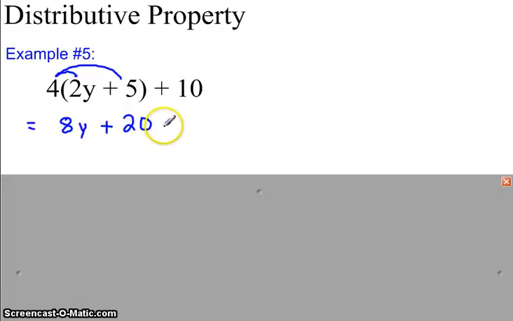Then this plus 10 is just added on afterwards. So that's step 1. Step 2 is actually to combine. Well, the only like terms I have are the positive 20 and the positive 10. We know that'll give us 30. So my final answer will be 8y plus 30.